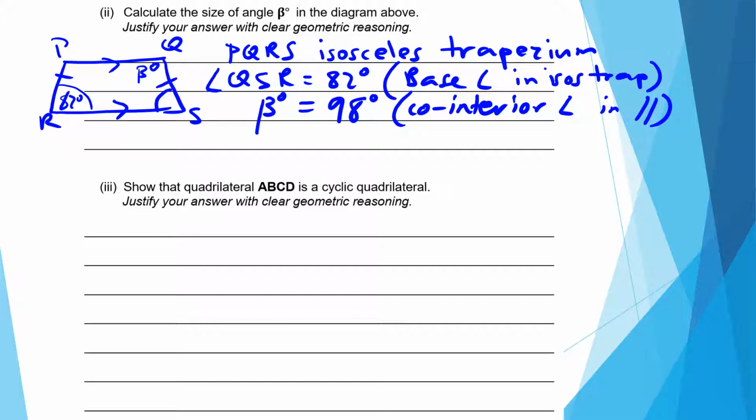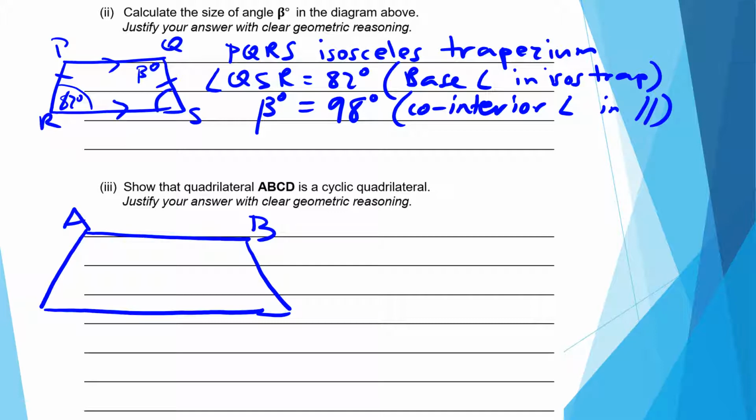Show that quadrilateral ABCD is cyclic. Let's have a think about that one. First of all, let me just draw a diagram of ABCD. Here is ABCD. And we're told that this angle out here is 110 degrees, I believe.